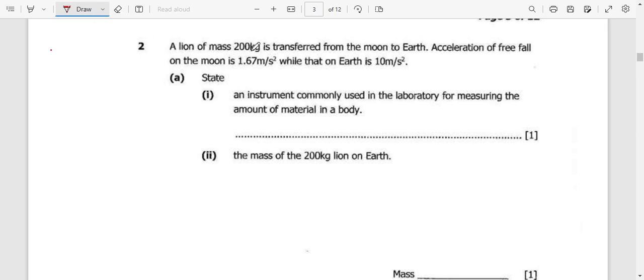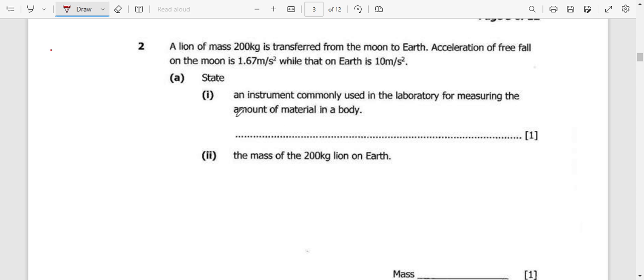A lion of mass 200 kg is transferred from the moon to Earth. Acceleration of free fall on the moon is 1.67, while that on the Earth is 10 meters per second squared. State an instrument commonly used in the laboratory for measuring the amount of matter in a body.